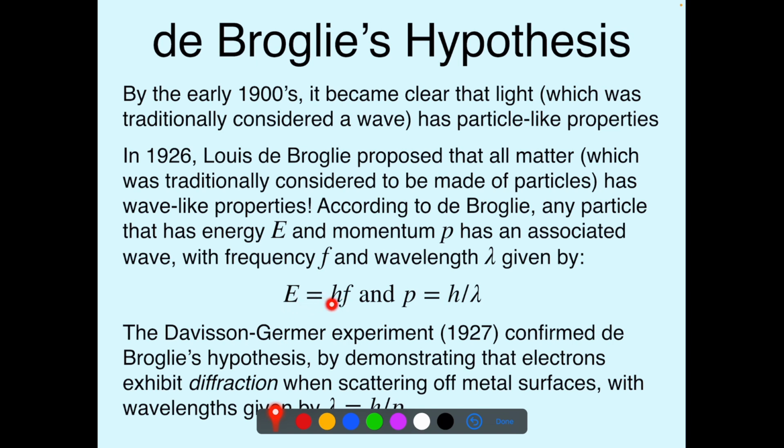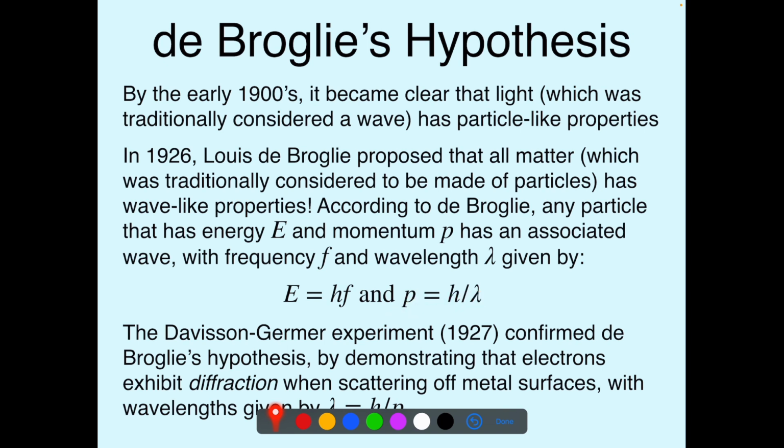E is equal to h times f. So in other words, this doesn't just apply to photons. This applies to particles of matter, like atoms and molecules and so on. And in addition to that, there's a wavelength, which is given by this formula. p is h over lambda.